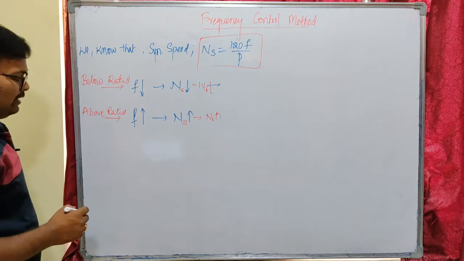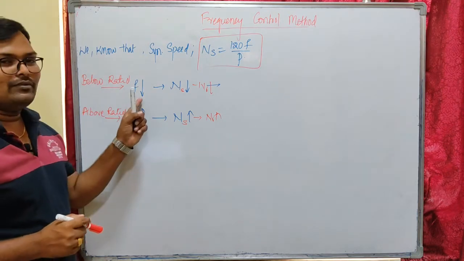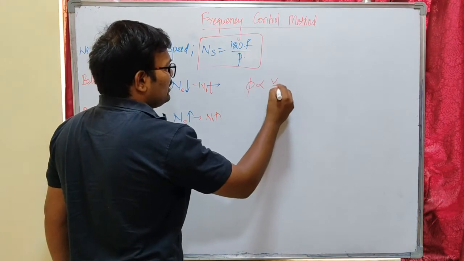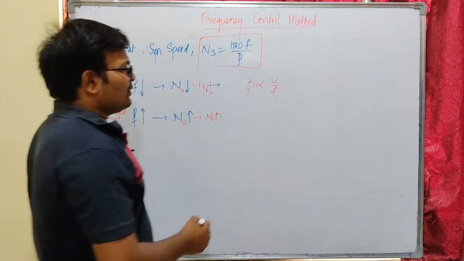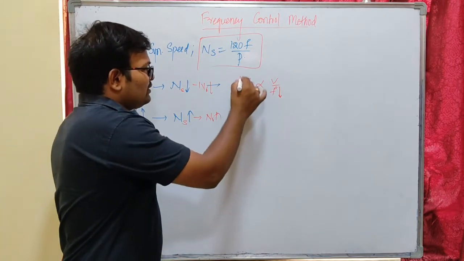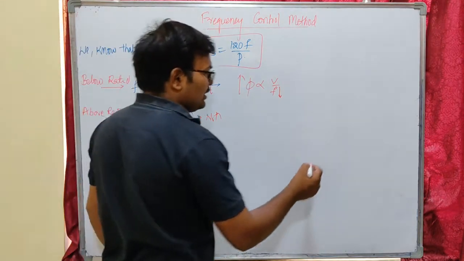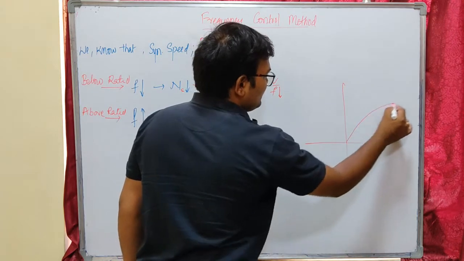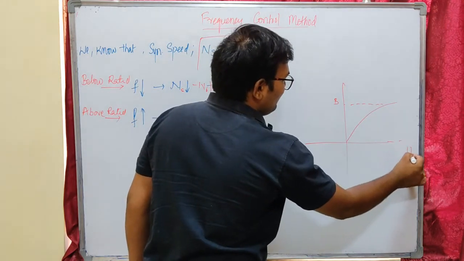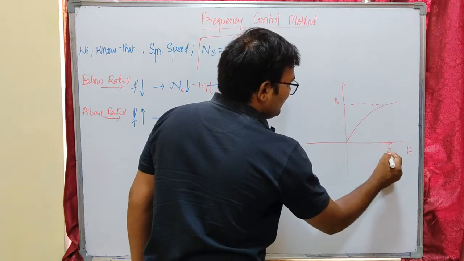Now let us see what happens when I reduce the frequency of the system. We know that our flux is proportional to V by F from the EMF equation. So as we reduce the frequency here, what will happen to the flux? It will increase. And we know that our BH curve is like this. It is already near saturation. This is the B axis and this is the current axis H. On H I can say it is my magnetizing current.